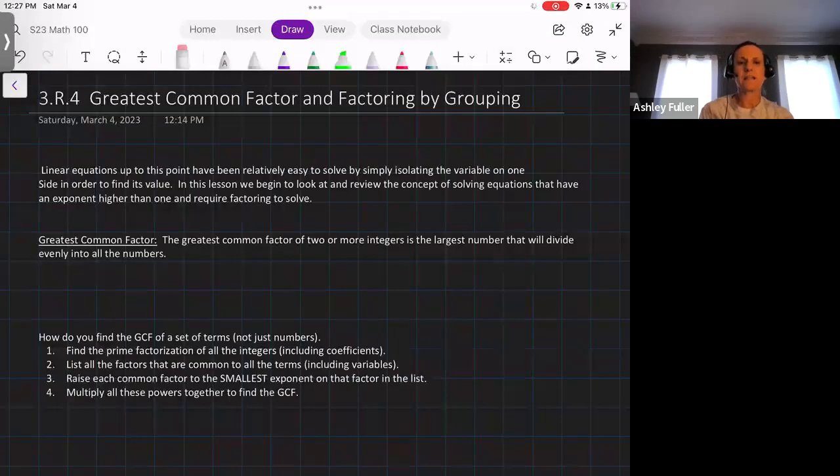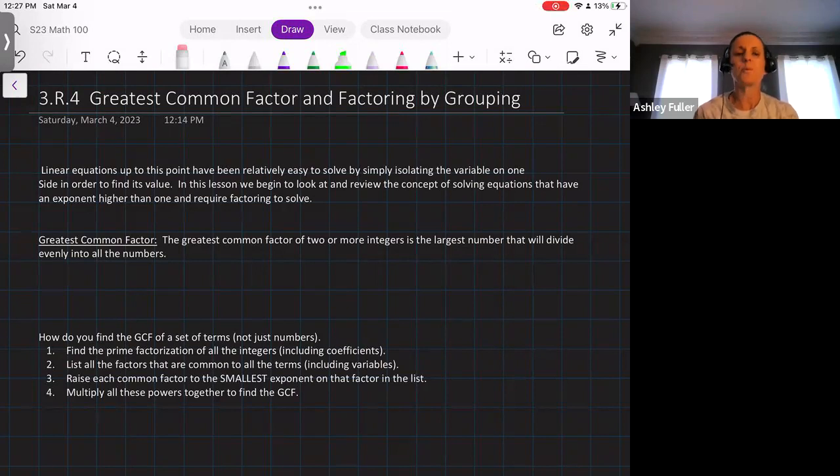We've been looking at linear equations and have seen that it's relatively easy to solve those by isolating the variable on one side, collecting the numbers on the other, and then you have the value for the solution of the variable. In this lesson, we're going to go back to quadratics, which we've looked at some, and review factoring those, and particularly factoring by grouping.